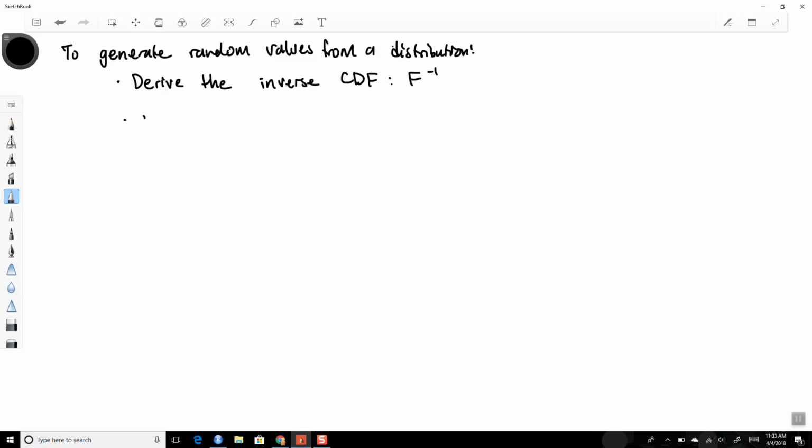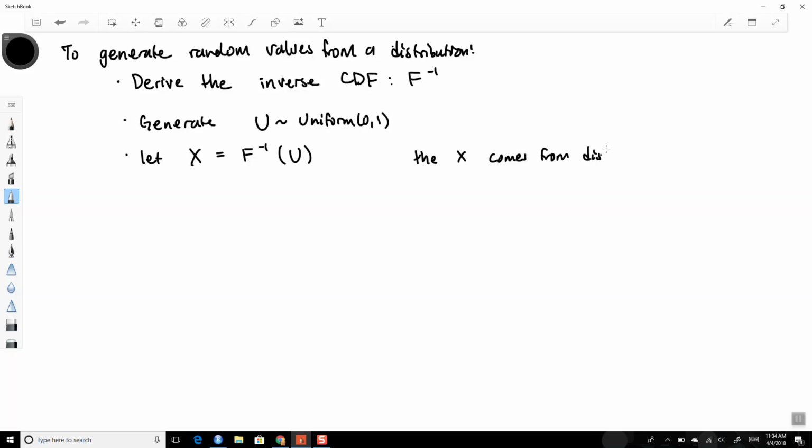Okay, and then the next thing is to generate U coming from uniform 0, 1, and then let X be equal to F inverse of U. Okay, and then X basically comes from a distribution defined by the function f of x.